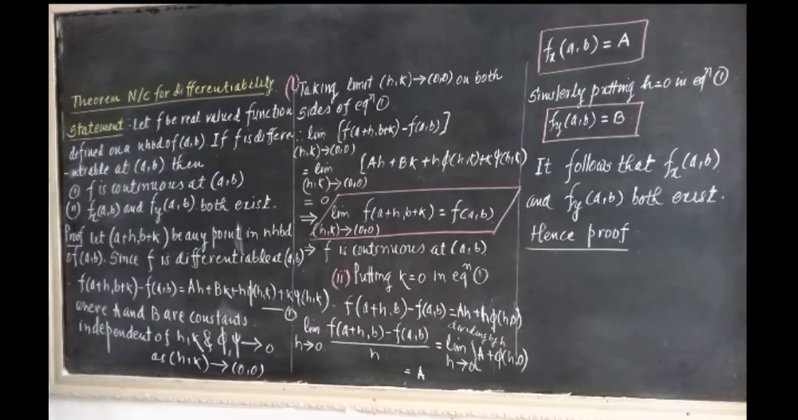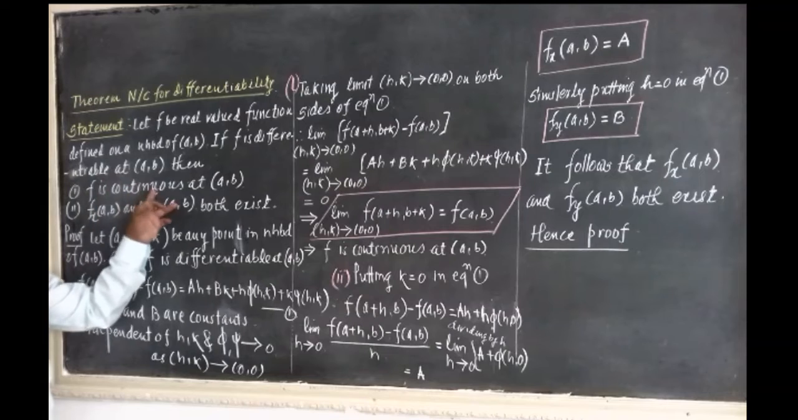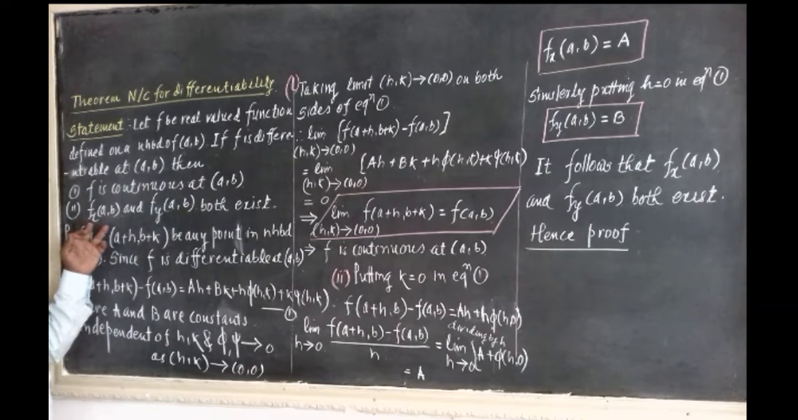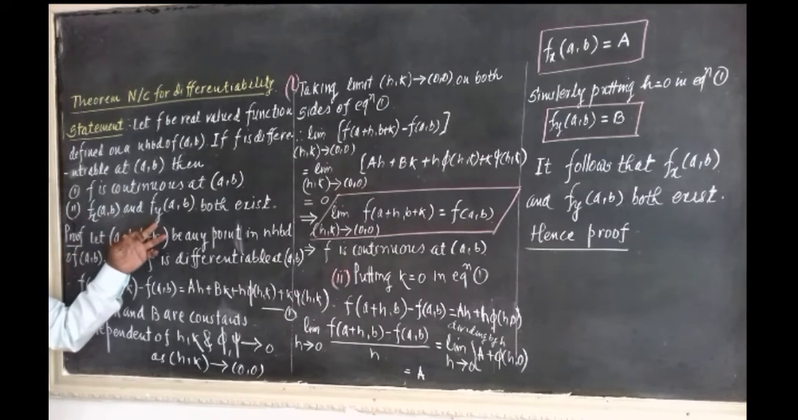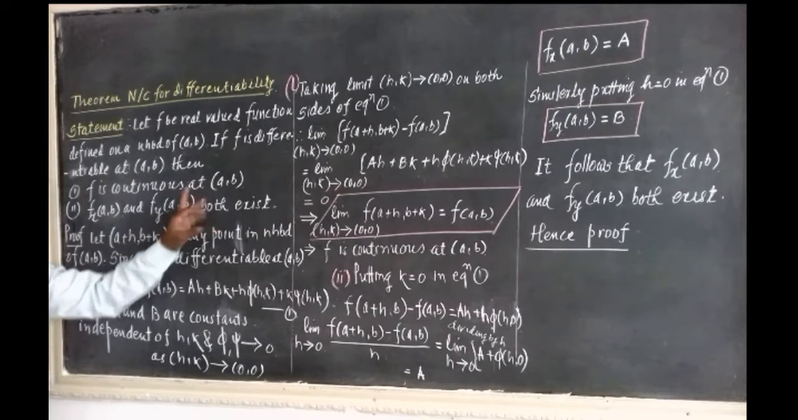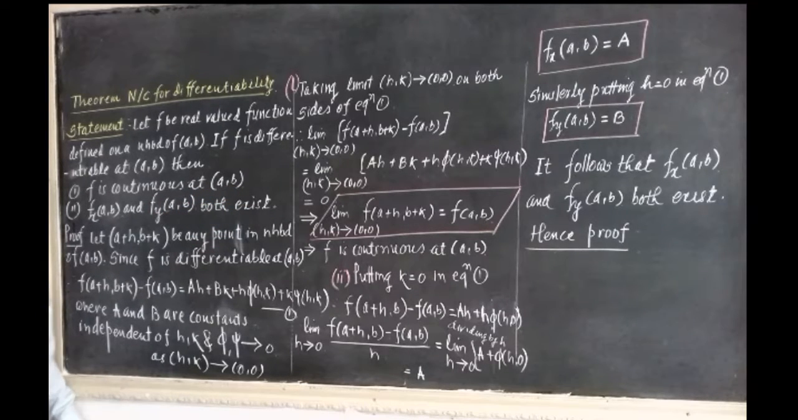Then, if f is differentiable at point (a, b), it is necessary that f should be continuous at point (a, b), and the first partial derivative with respect to x at (a, b) and the partial derivative with respect to y at (a, b) should both exist. That means the necessary condition for differentiability is that the function should be continuous at (a, b), and both partial derivatives with respect to x and with respect to y should exist. For that purpose, we are proving this.